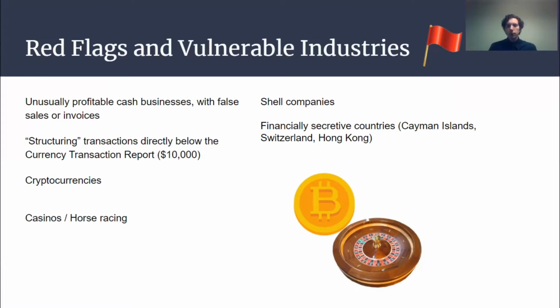And finally, there are financially secretive countries like the Cayman Islands, Switzerland, Hong Kong. If you've heard about a Swiss bank account, the reason that's so infamous is because Switzerland is famous for not revealing the identities of people who have accounts in their country. And when you think about the currency transaction report, that might not be something that happens in Switzerland. So if you have an offshore bank account for no good reason, that would be something we want to look into.